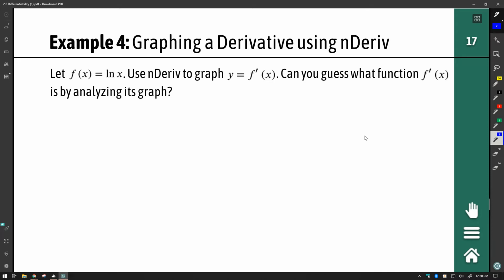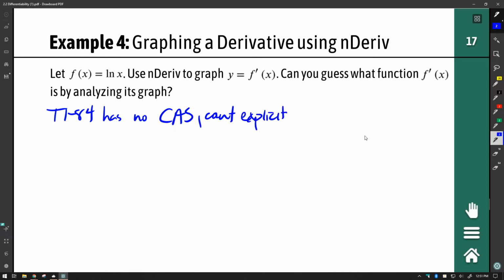Here's the last example of this section. Let f of x be natural log of x and use nDeriv in our calculator to graph y equals f prime. Can we guess from that graph what function f prime of x is? Well, this is interesting because I've just explained that our calculator does numerical derivatives, but it can't exactly find an algebraic derivative because it doesn't have a computer algebra system. So the TI-84 has no CAS.